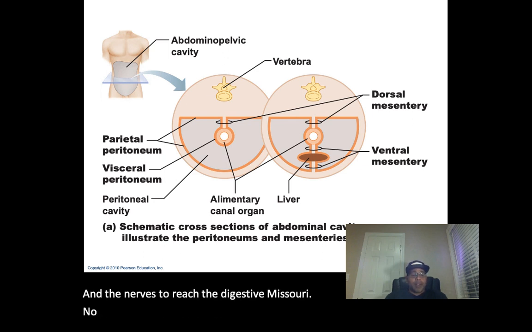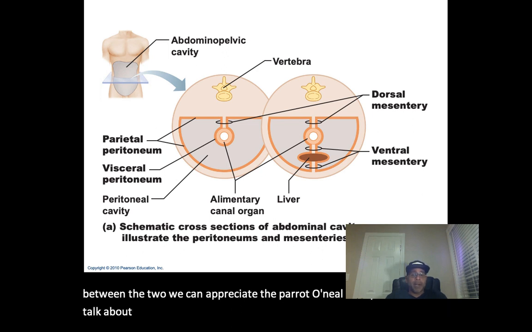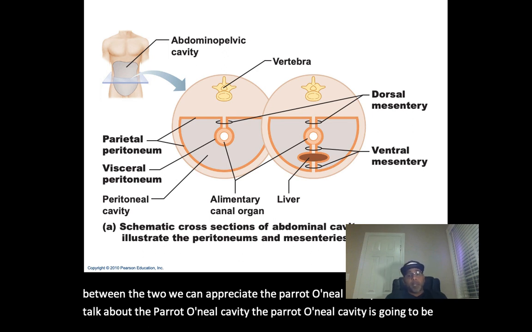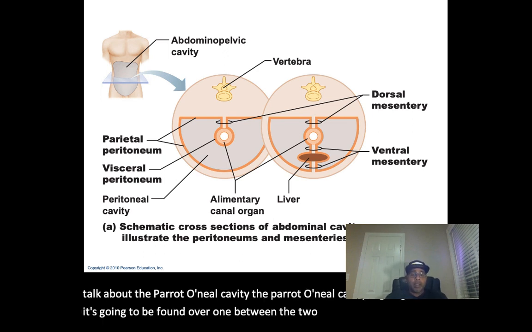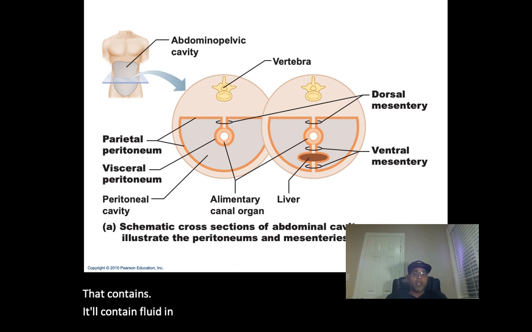Now when we go back and look at the parietal and the visceral peritoneum, between the two we can appreciate the peritoneal cavity. The peritoneal cavity is found, number one, between the two peritonea. It is a slit-like potential space that contains fluid, and it's going to help keep those organs from generating friction.